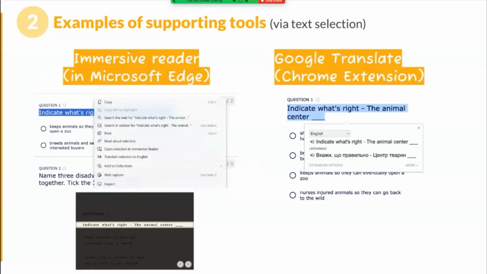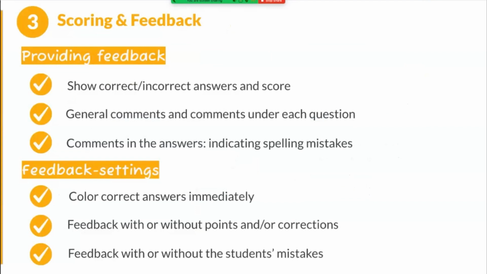And then in terms of scoring and feedback and providing that feedback, you can determine if you want to show correct or incorrect answers and or the score. You can have general comments for the entire widget activity, as well as comments under each question when you provide feedback. You can do comments in the answers and even indicate spelling mistakes, etc.